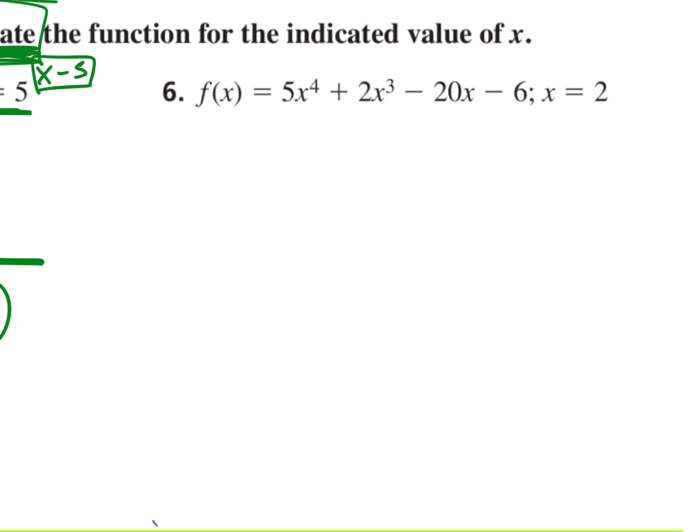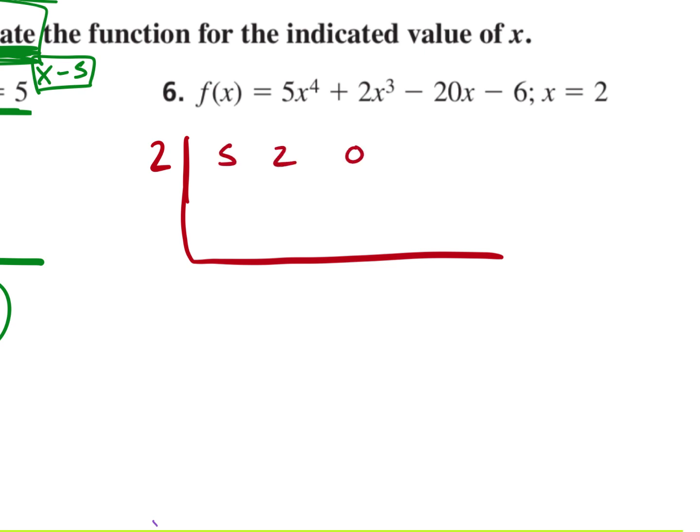Number 6. What's going to go outside the box here? 2. What goes inside the box? 5, 2, 0, and then another 0, and then negative 10. So what are we missing here? The x squared. So in that spot, I'm going to put a 0 for the x squared. So I put 5, 2, 0, negative 20, and negative 6.